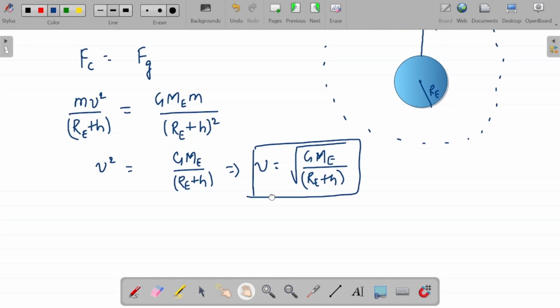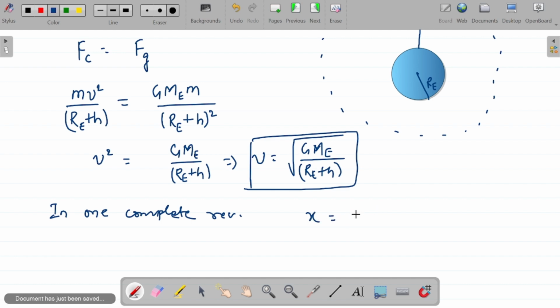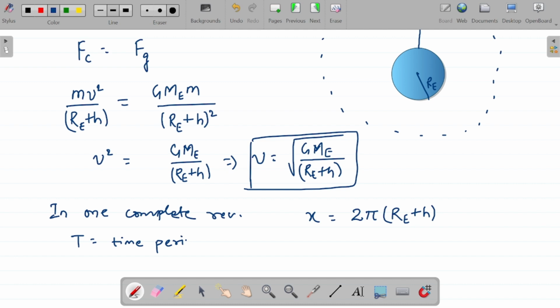Now we can get the time period also. So in one complete revolution, the distance covered, let's say it is x, should be 2 pi into the radius of the orbit, and the radius of the orbit is Re plus h. And let's take capital T as the time period, which is the time taken to complete one revolution. So the speed of the satellite can be given as the distance covered in one revolution divided by the time taken in one revolution.